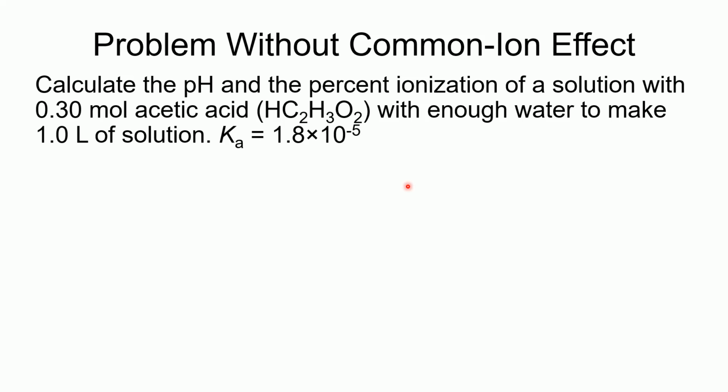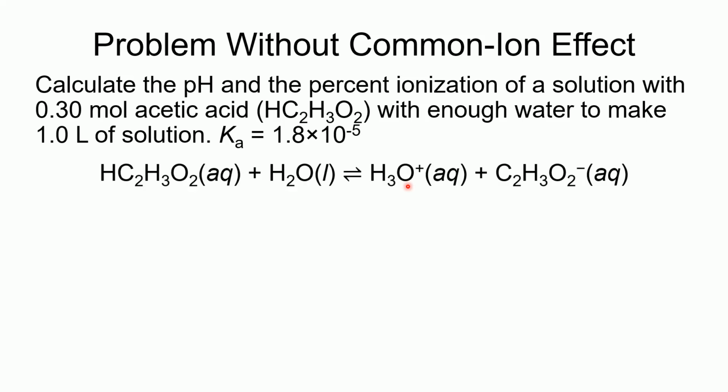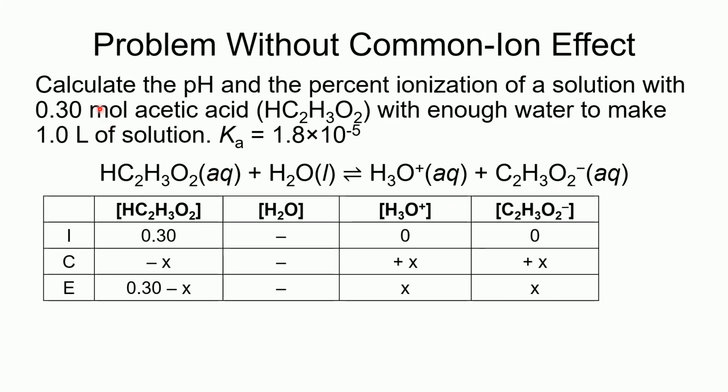So we have the concentration of acetic acid and we have the Ka. Here is the equilibrium reaction. When acetic acid dissolves in water, it dissociates some to give us hydronium ion and the conjugate base, which is the acetate ion. As far as setting up an ICE table for this, the initial concentration of our acid is going to be 0.30, because it's 0.30 divided by 1, and then these two things are going to be 0. So 0.30, 0 and 0.